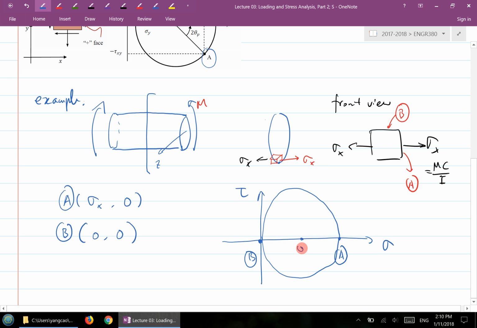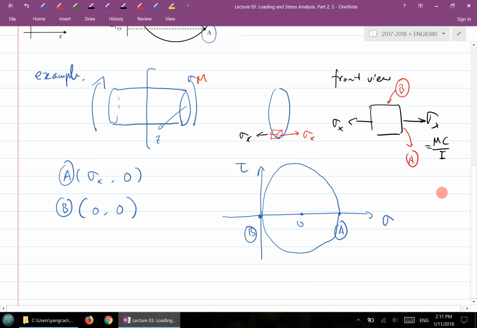Good. So based on this Mohr circle, now we can observe some very simple things. Where is the principal normal stress? Apparently it's this location. This is your principal normal stress. And this is your tau max here. So here is your current state of stress.